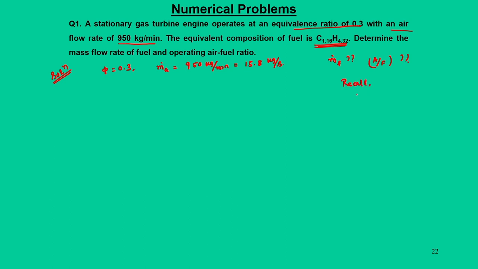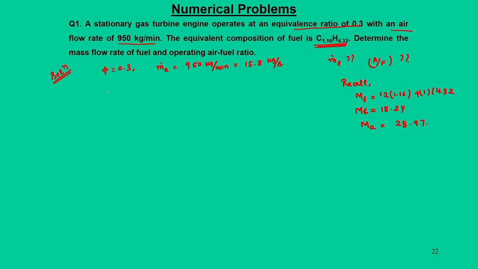These two numbers we need to calculate, and before we do that we need to recall the molecular weight of the fuel. From this equation, we can find this number: 12 for the molecular weight of carbon times 1.16, plus the molecular weight of hydrogen, 1, times 4.32, and this number is 18.24. For the molecular weight of air, we know it is 28.97. So, these two numbers we know.